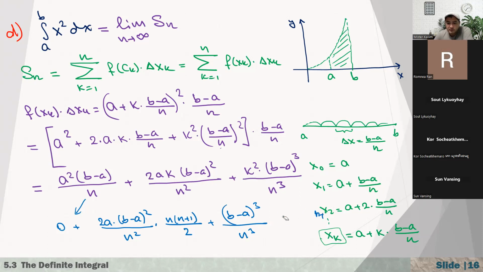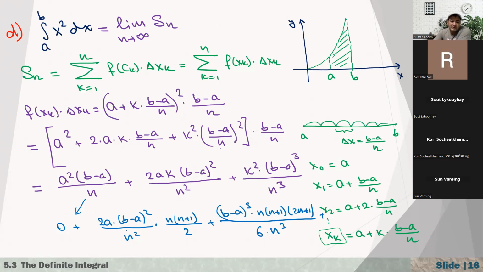Unfortunately, I don't have enough space here. Let me just write it like this. So that is b minus a cubed. And how about this sum of k squared? That's equal to n times n plus 1 times 2n plus 1. In the denominator, if you remember, we have 6, and here we have n cubed, right?